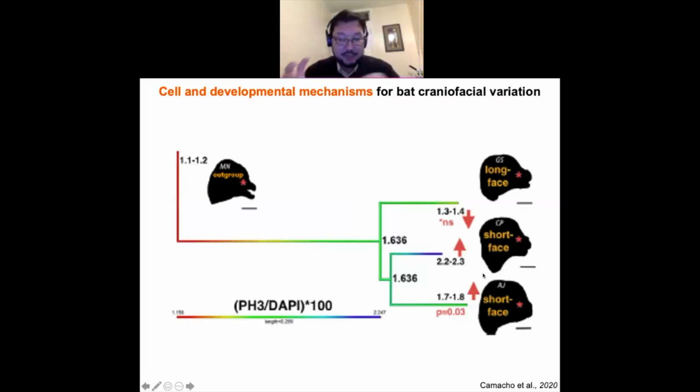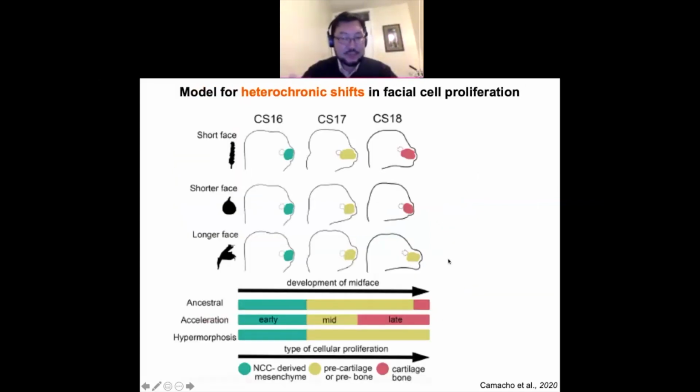On the next slide, I'm going to try to make sense of this, but we were able to detect distinct differences in how much cell proliferation was detected in the developing face. So here's the model. This is how we managed to explain this. In the face of an ancestral species, the cells go through 3 different stages. In green, these are the early cells which are proliferating, and they're completely naive. These are progenitor cells.